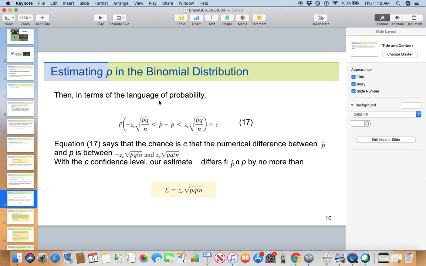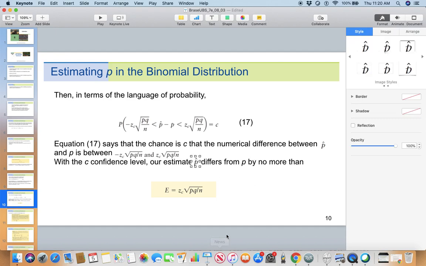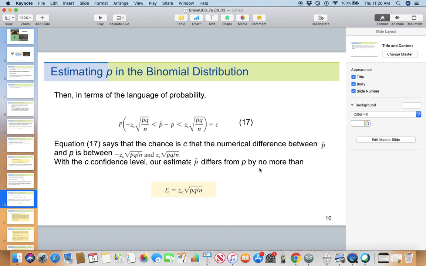So in terms of probability, P hat minus P is between these two numbers. What does this equation mean? It says that the chances C that the numerical difference between P hat and P is between this and this. With C confidence level, our estimate P hat differs from P by no more than the margin of error, maximal margin of error.